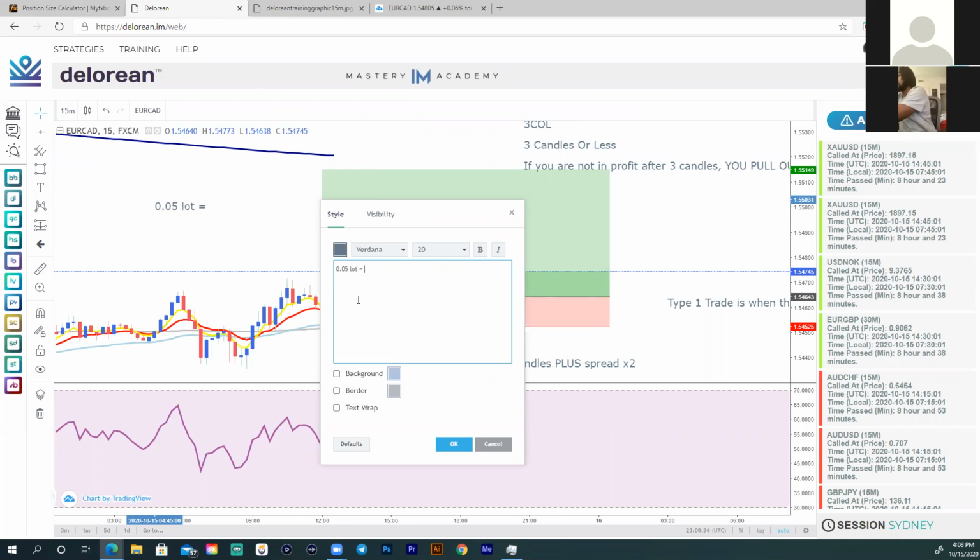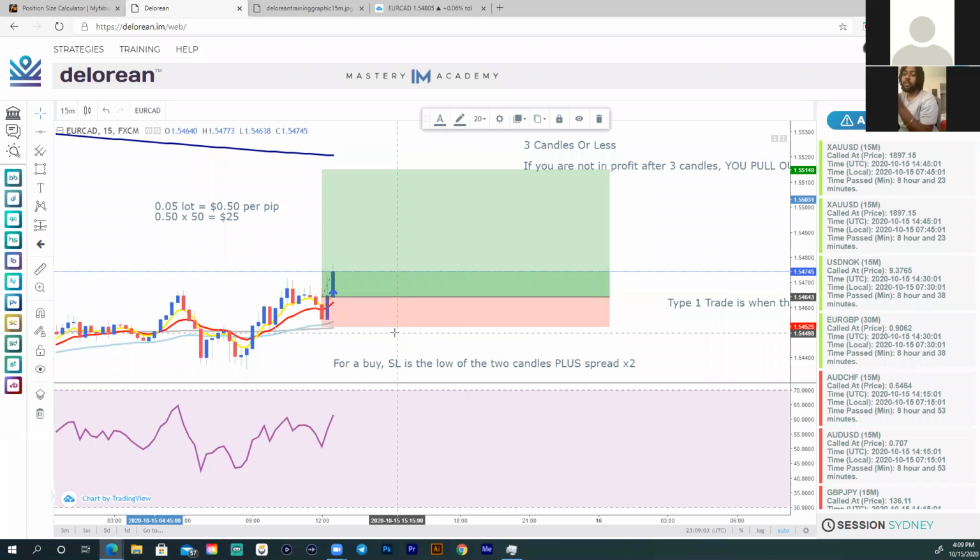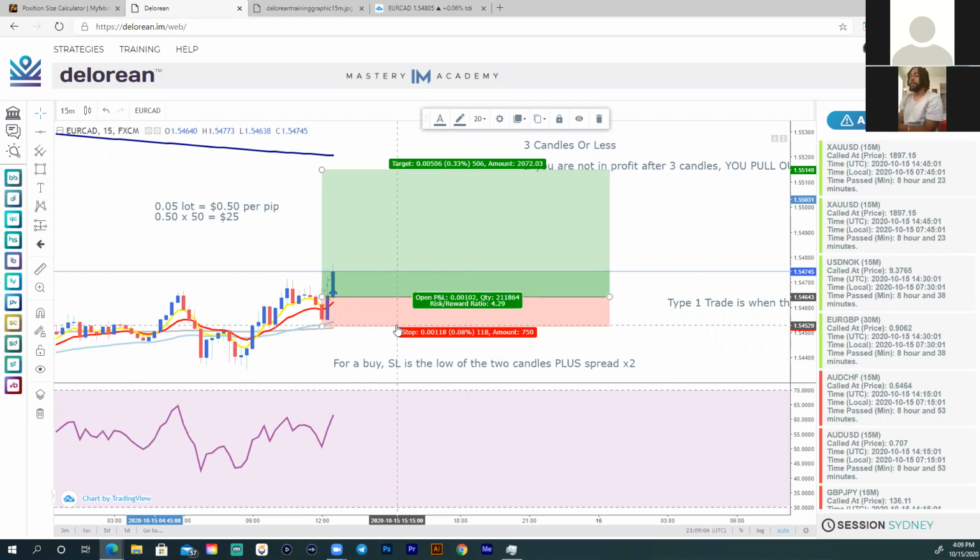0.05 lot equals 50 cents per pip. If you multiply that 0.5 by that 50, you get $25. That means you are risking $5 for $25. You are risking 1% of your account to make 5%.